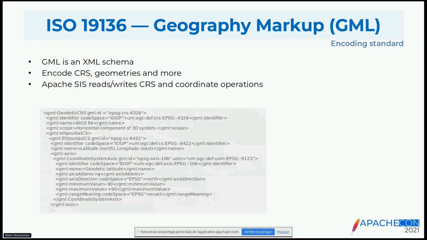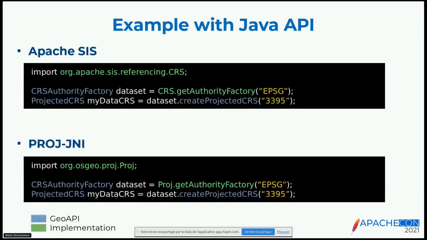Another standard is how we represent the same information, but in XML. It's not as much used as WKT now. Well, it still exists, but I think that now WKT is the main one used for representing a CRS. And again, how we get a definition from a programming language. Again, I am showing how we do the same operation with two different implementations.